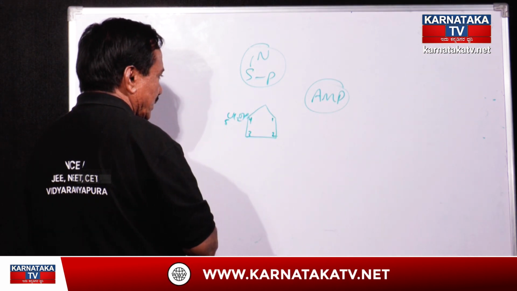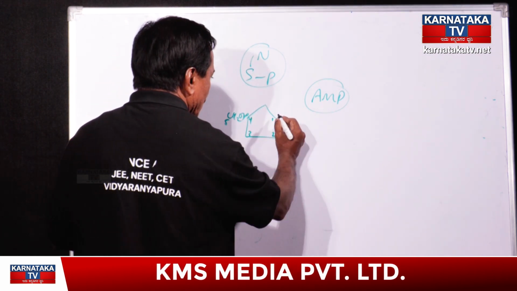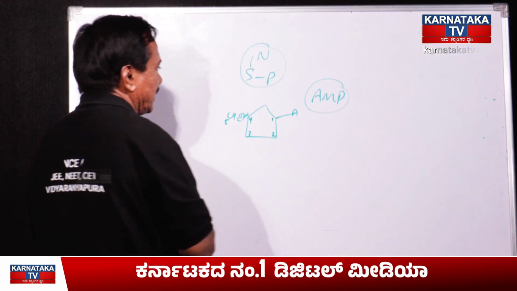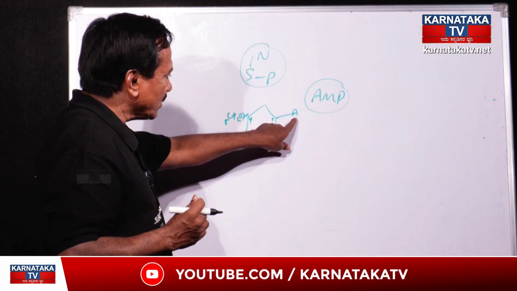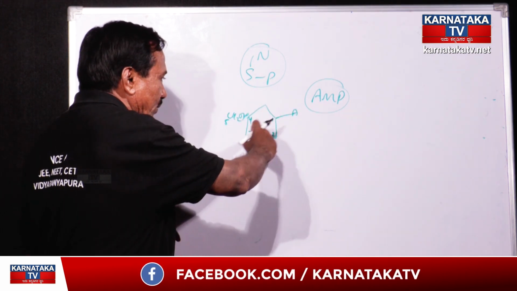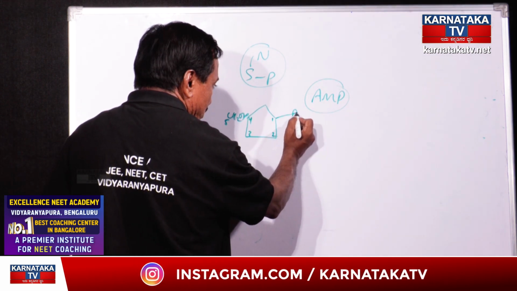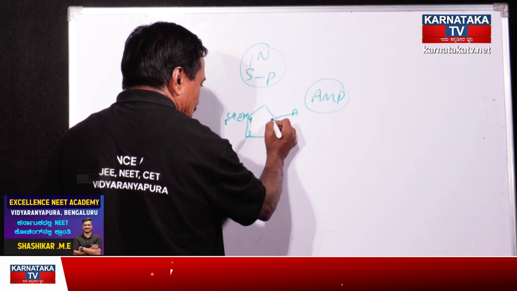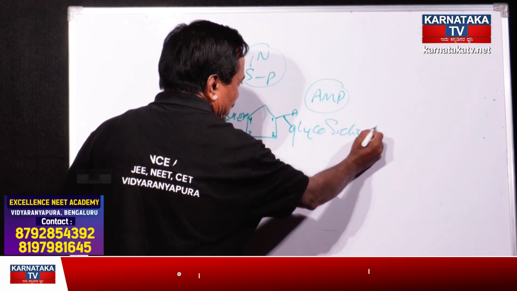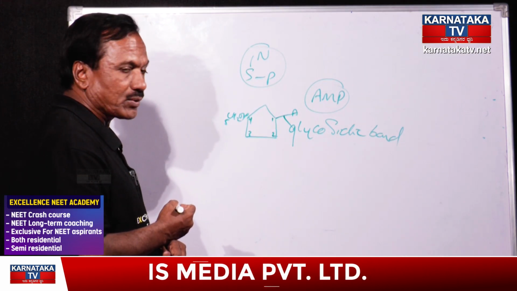This pentose sugar, when it combines with a base, a nucleoside is formed. That base is always attached to the first carbon, actually to the OH group of this carbon. For example, adenine is a base. It is attached to the first carbon of the sugar. Now this combination is called adenosine. And this base is always attached to the first carbon of the pentose sugar by means of a bond. This bond is called the glycosidic bond.